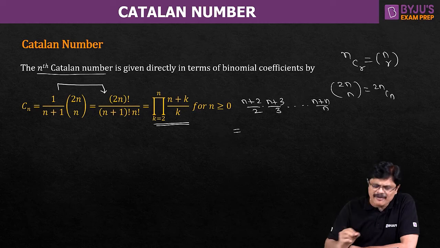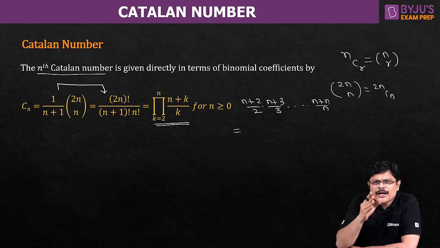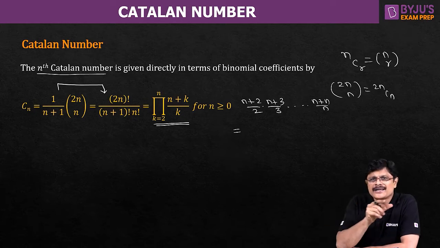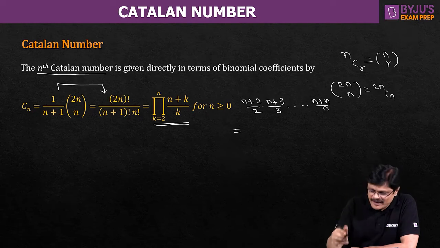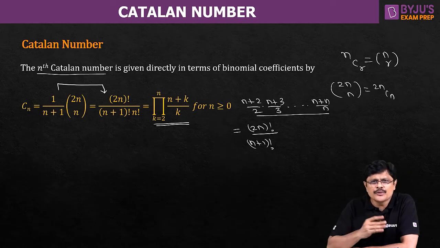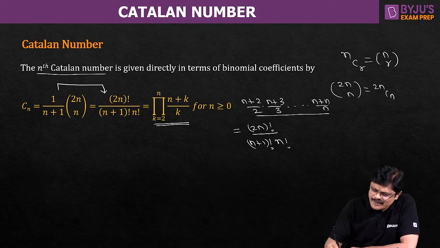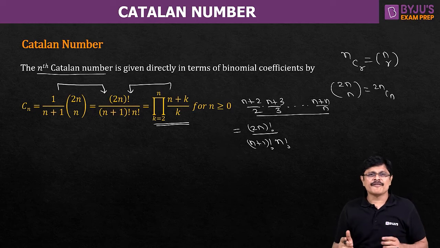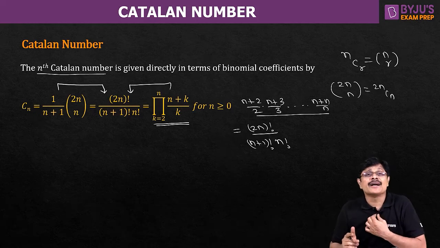If you actually simplify this, see, if you observe the numerator going from n plus 2 to 2n, what you do is you multiply and divide by n plus 1 factorial, so that the numerator becomes 2n factorial. Because you divided with n plus 1 factorial, that n plus 1 factorial will be there. And you see this 2 into 3 up to n is nothing but n factorial, which is nothing but the same form. Okay, so there are different ways of expressing Catalan number, my dear friends.